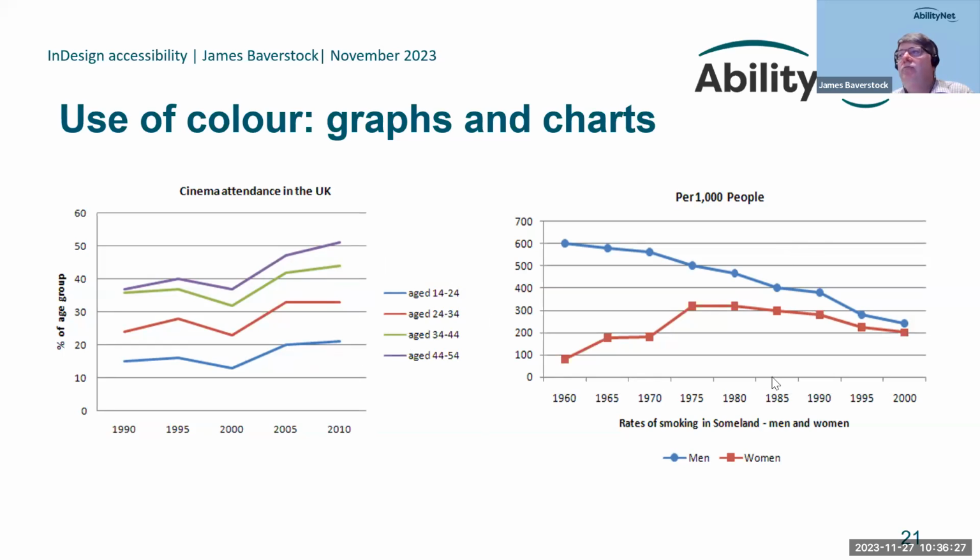In the example on the right-hand side, rates of smoking, as well as using these red and blue colors to distinguish between men and women, we're also introducing a shape for each point in the graph. We have the circular shape for men and the square for women, so that this is not dependent upon color. This is a good example because we're using some other indicator other than color, so someone isn't dependent on being able to perceive the difference between those colors to understand that graph.